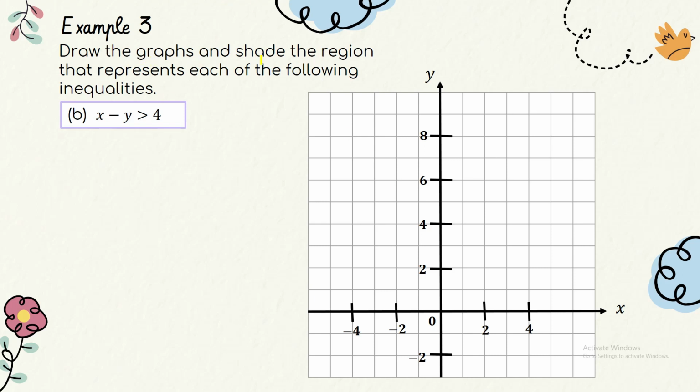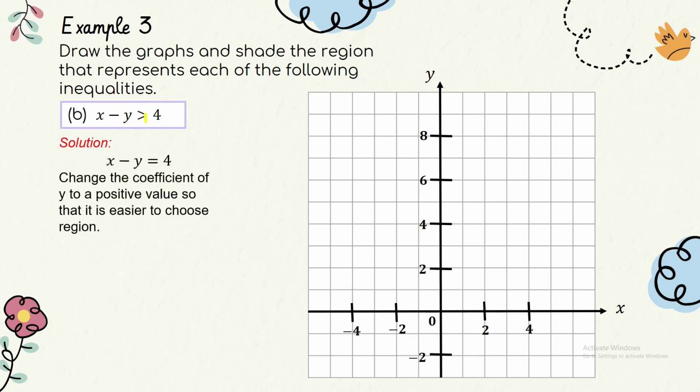To draw the graph and shade the region that represents each of the following inequalities. Okay, from this inequality, it's quite different, but don't worry, we will solve it. Okay, x minus y higher than 4. Okay, the condition to draw a graph, y must be on the left side, x must be on the right side. So we need to alter a bit these inequalities.